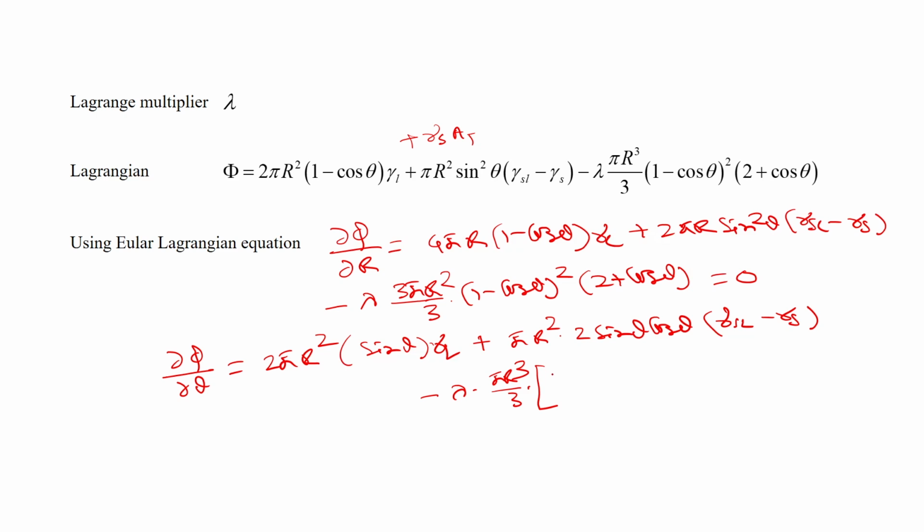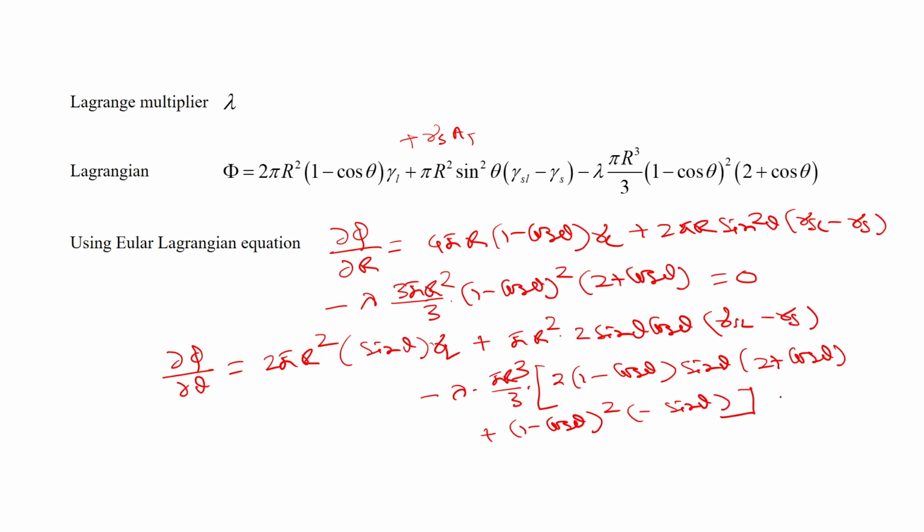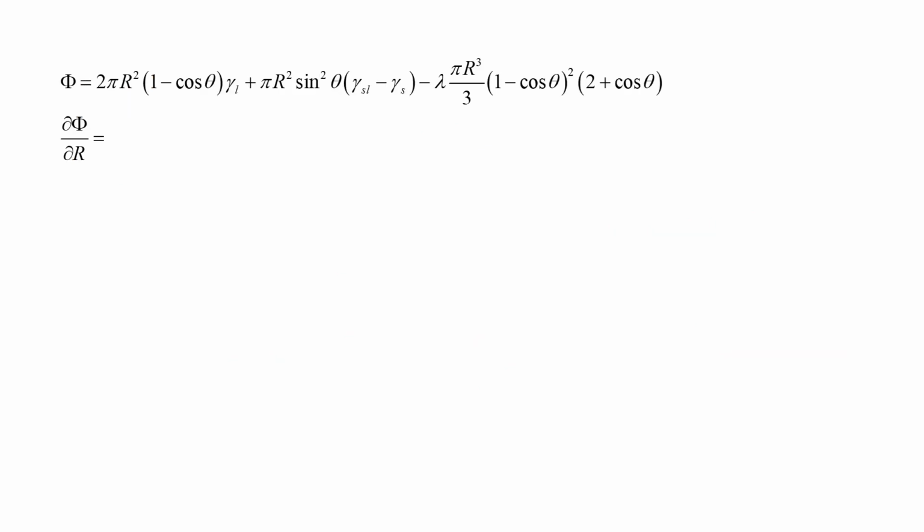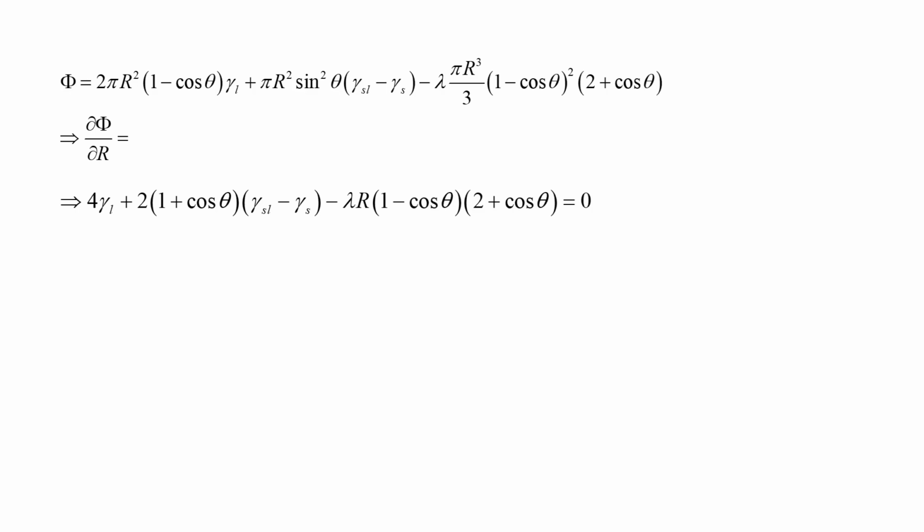Let us say first derive the first part in the parenthesis. So, it will be 2 into (1 minus cos theta), then minus cos theta is sin theta into (2 plus cos theta) here, and plus (1 minus cos theta) whole square, and this is (2 plus cos theta) will be minus sin theta here. Both these quantities are equal to 0 here. So, I have derived it and then I have summarized it over here like this.